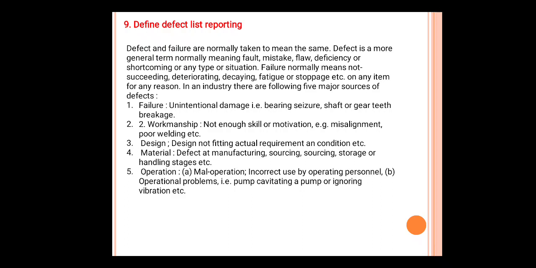In an industry, there are following 5 major sources of defects. Okay, which are those sources of the defects? We'll see here. First, failure, unintentional damage, that is bearing, shaft or gear teeth breakages. These all types of failure come under this one. And second, workmanship, not enough skill or motivation. Example, misalignment, poor welding. At that time this skill and motivation is required.